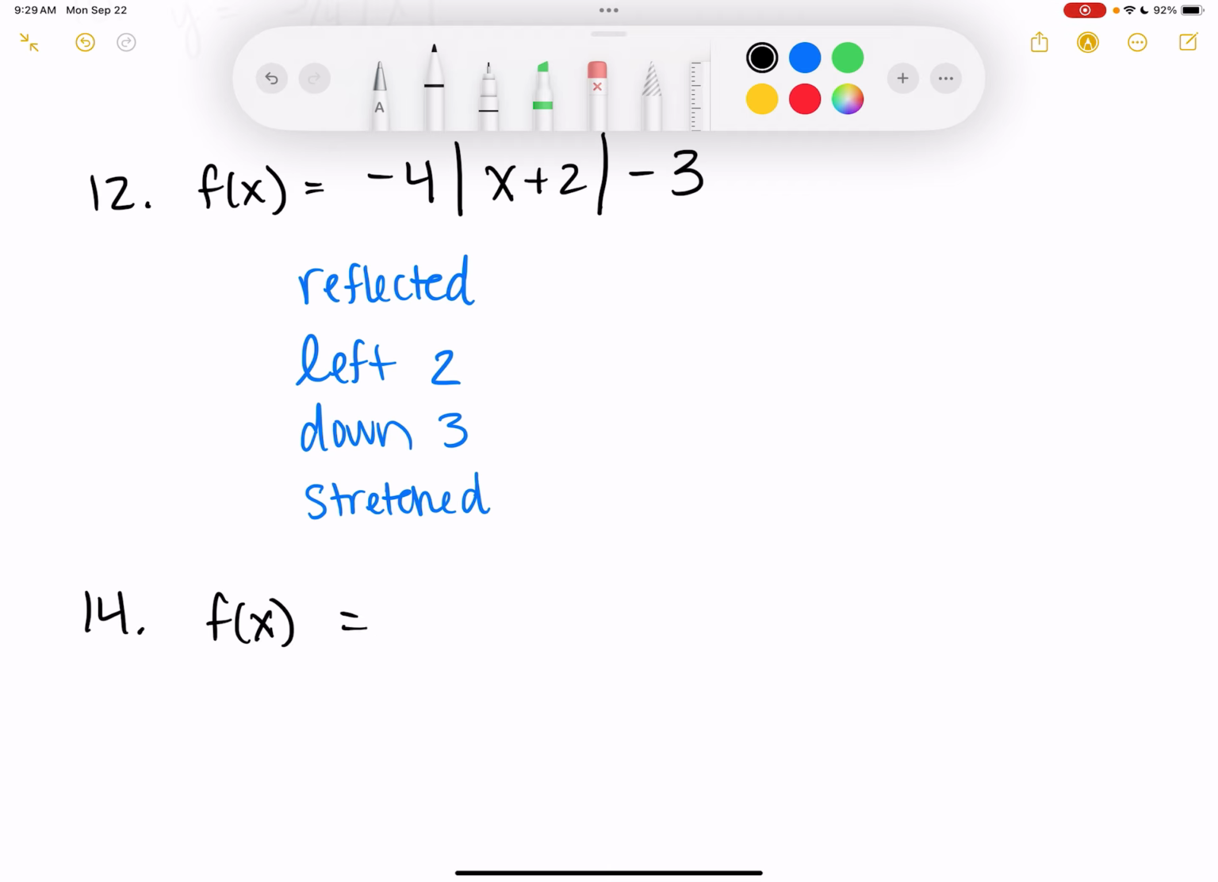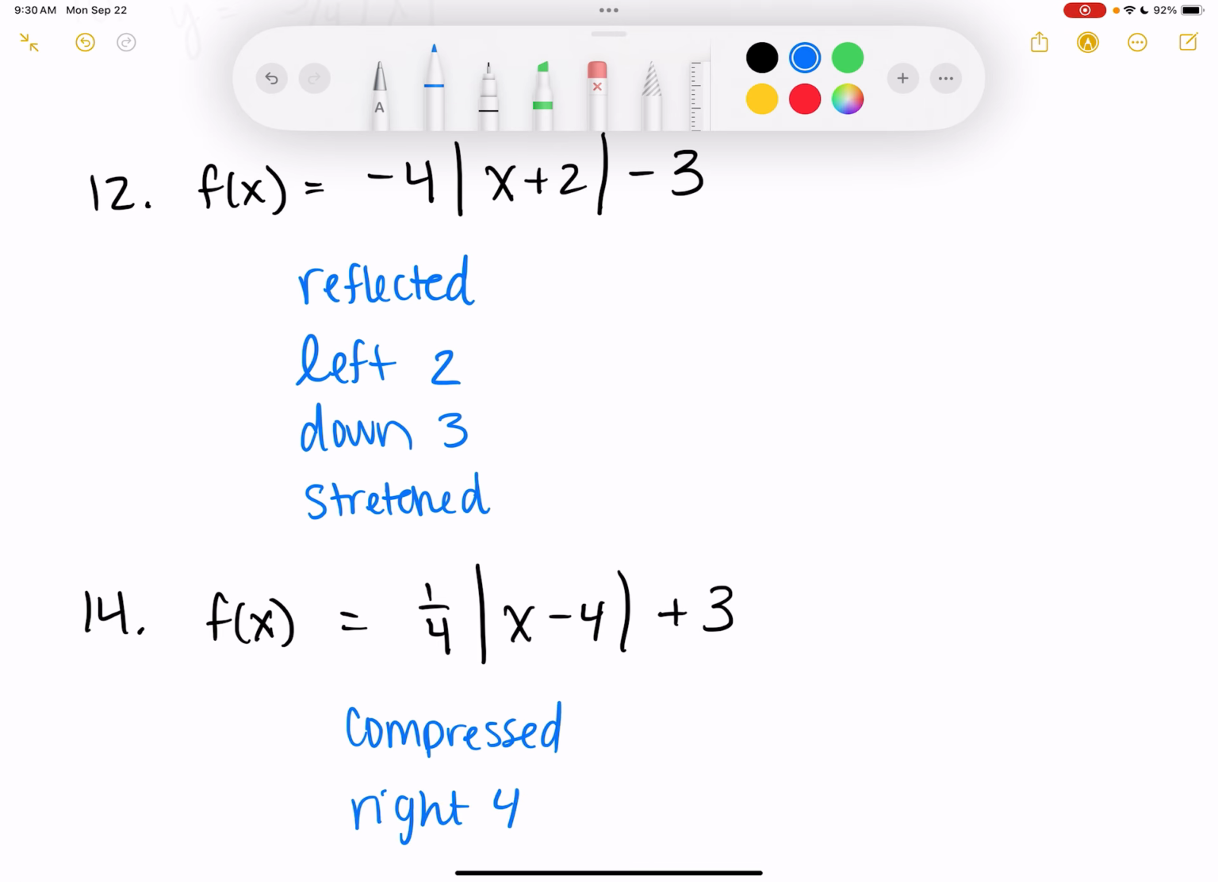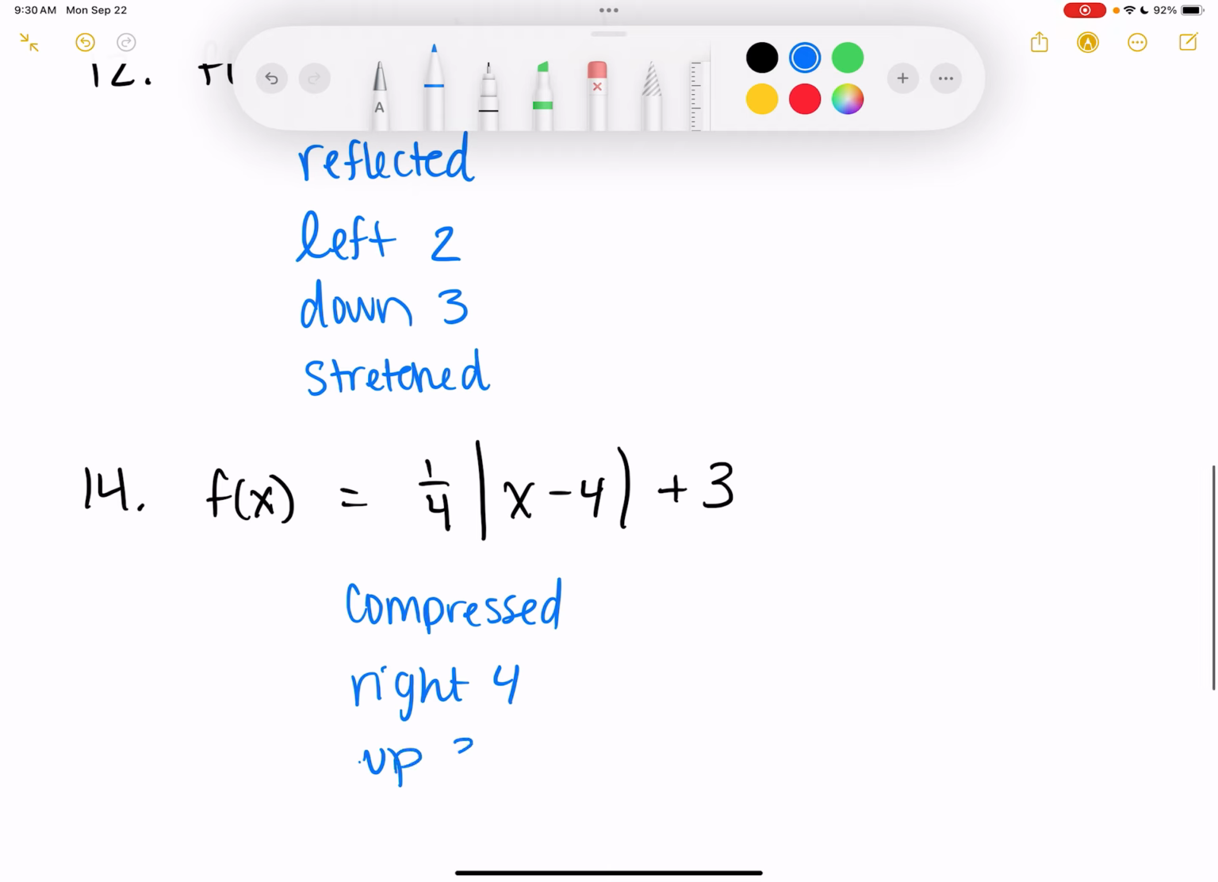F of x equals 1/4 times the absolute value of x minus 4, and then plus 3. So what have we got going on with this one? Compressed. Right 4. Up 3. It's compressed because we got a fraction, right 4, opposite the direction of the sign, and then outside same direction as the sign, so up 3.